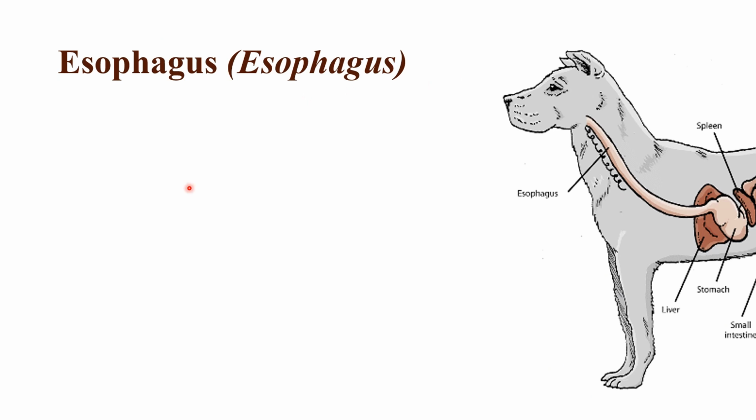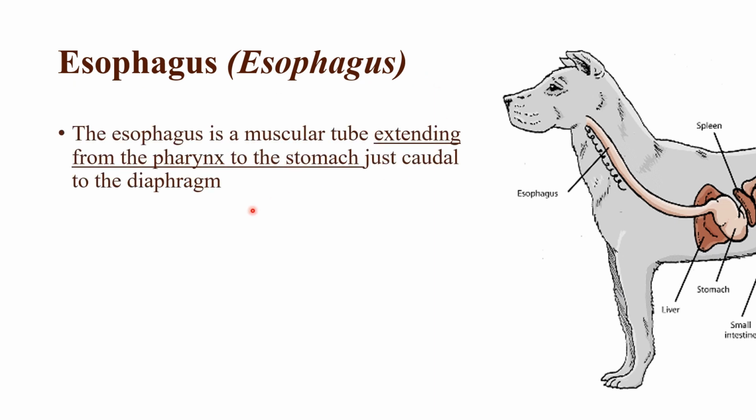First, just like always, we need to figure out what this anatomical structure actually is. So the esophagus is basically just a muscular tube that extends from the pharynx to the stomach, just caudal to the diaphragm, and is normally located dorsal to the trachea.